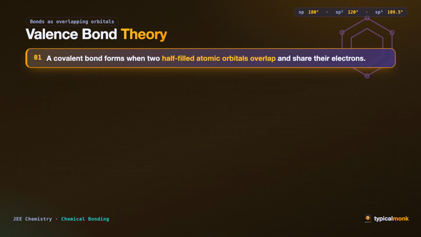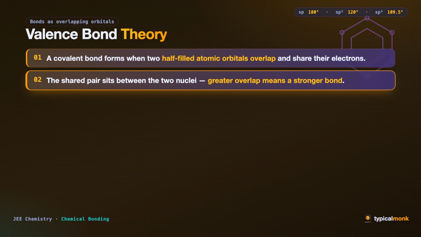Let us begin with the simplest question of all. What exactly is a bond? Valence Bond Theory gives a lovely answer. A covalent bond forms when two half-filled atomic orbitals, one from each atom, come close and overlap, sharing the two electrons between them. The shared pair now sits in the region between the two nuclei, held by both. And here is the key line. The greater the overlap, the stronger the bond.